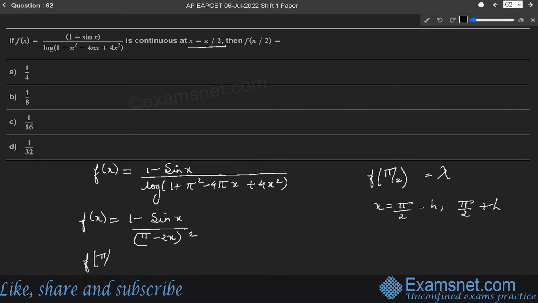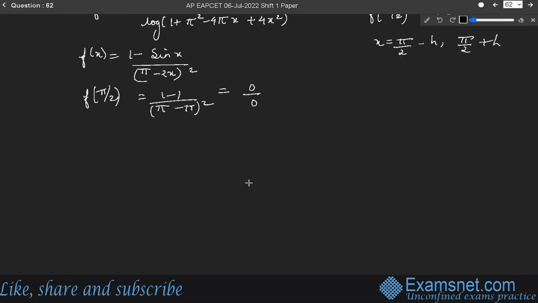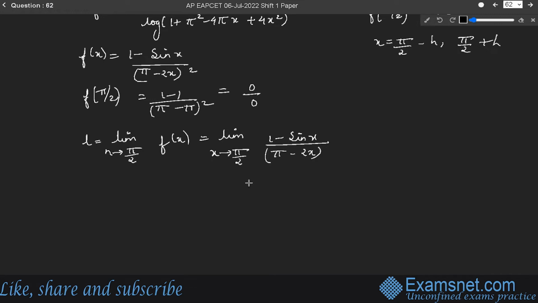So f(π/2) will be (1 − 1) / (π − π)², which is 0/0. So this is a 0/0 form. Therefore, it can be written as L = limit x tends to π/2 of f(x), which is the limit x tends to π/2 of (1 − sin x) / (π − 2x)². Again, it is a 0/0 form. So again, we have to apply L'Hospital's rule here.